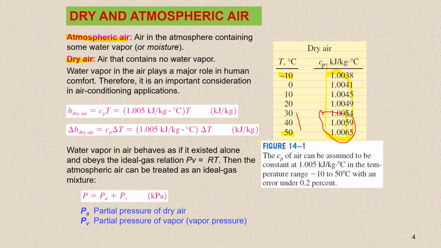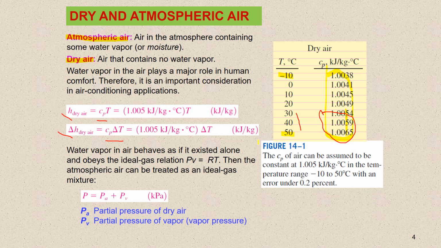Taking 0 degrees centigrade as the reference temperature, the enthalpy and enthalpy change of dry air can be determined from these two equations, where the enthalpy of dry air, h dry air, is equal to Cp times capital T, and the enthalpy change of dry air, delta h, is equal to Cp times capital delta T, where T is the temperature in degrees centigrade and delta T is the temperature difference.